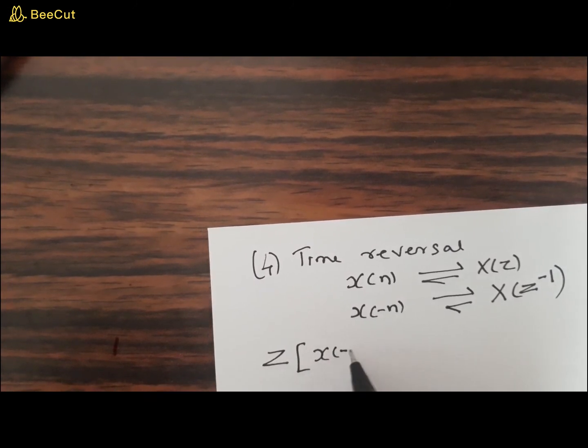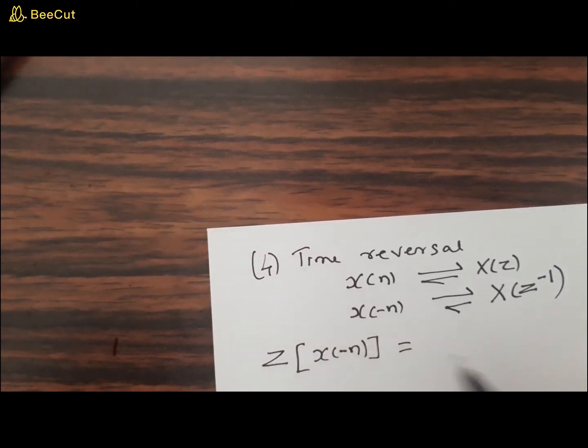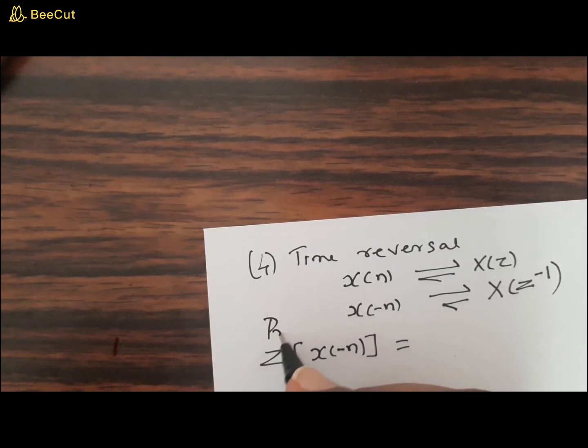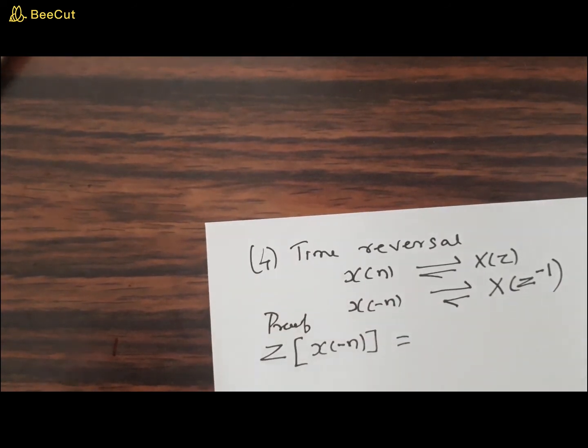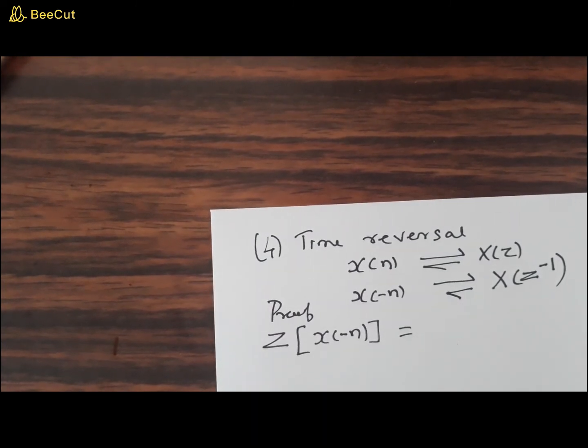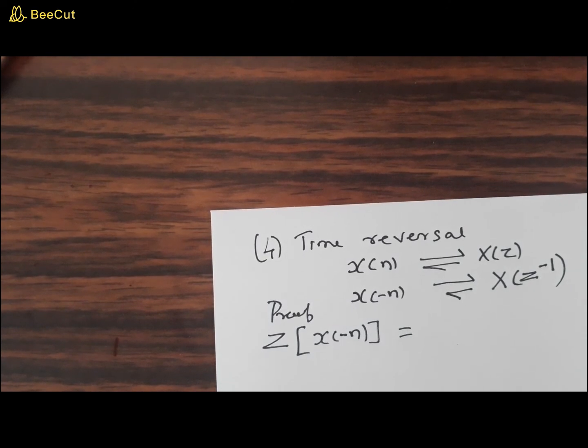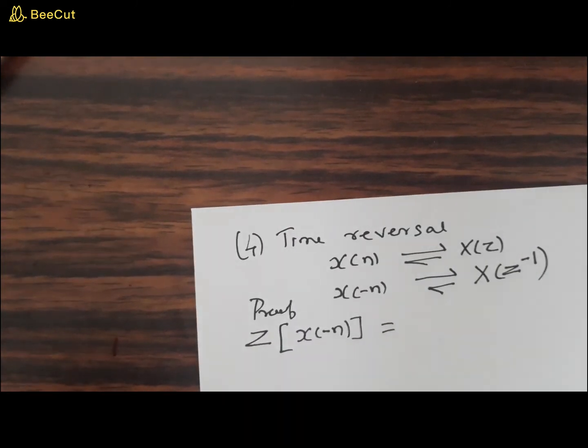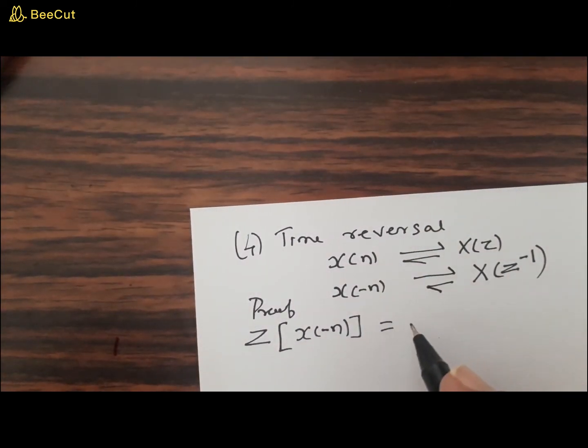Now let us try to find out the proof. Try to find out the z transform of x of minus n. So this is your proof. You need to study the proof of each and every property, because this is very important. Usually these questions can be directly asked like that: state and prove any 5 properties or any 7 properties of z transform. So it is very important. You need to study and you should know how to prove it as well.